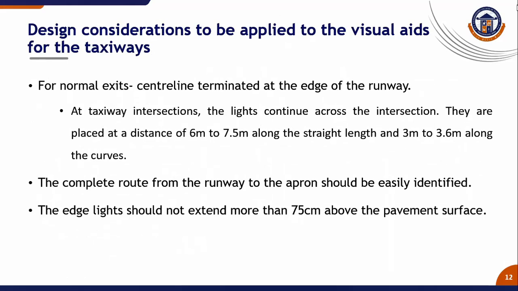Design considerations to be applied to the visual aids for the taxiways. For a normal exit, the center line is terminated at the edge of the runway. At taxiway intersections, the light continues across the intersection. They are placed at a distance of 6 meters to 7.5 meters along the straight length and 3 meters to 3.6 meters along the curves. The complete route from the runway to the apron should be easily identified. The edge lights should not extend more than 75 centimeters above the pavement surface.